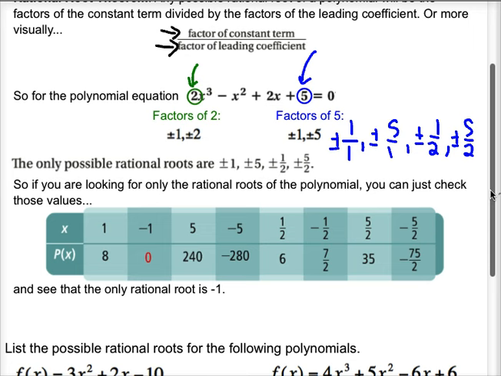And why is this useful? Well, this is useful because if you're searching for rational roots, it gives you a starting point because you know with certainty that those are the only possibilities for rational roots. So it gives you a start when you're looking for the zeros of a polynomial. So the stuff that we were doing way back when, it gives you a starting point to know where to start looking.